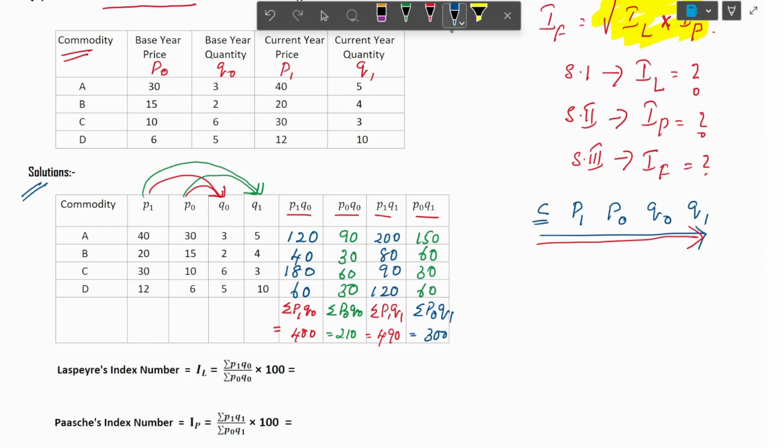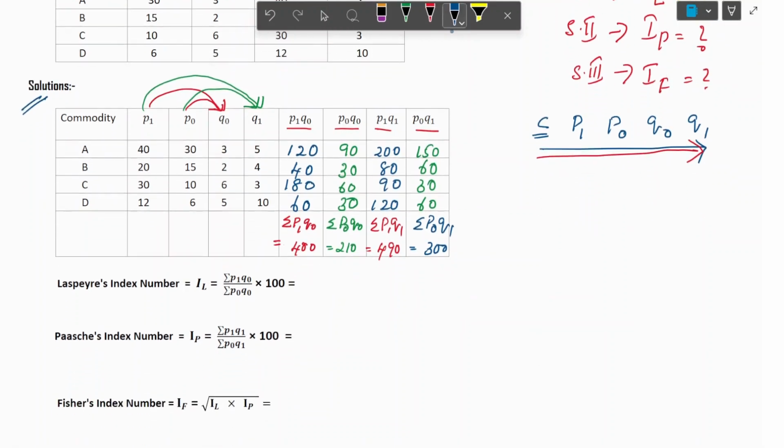Now after this, I already told you the first step IL, then step IP, and now see IL. You want to remember the formula. What is the formula for IL? Sigma P1. What is in the denominator? Sigma P0, then you multiply with Q0 into 100. I have written already here the formula. Now we are going to substitute it. Sigma P1 Q0, which one? That is the first column, means the newly constructed columns. P1 Q0 400 divided by P0 Q0 next. These two we are going to use. That's why in order we are writing 210 into 100.